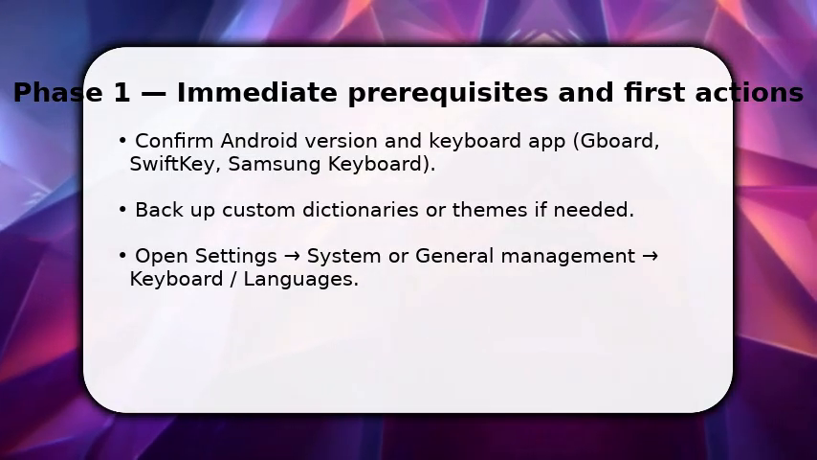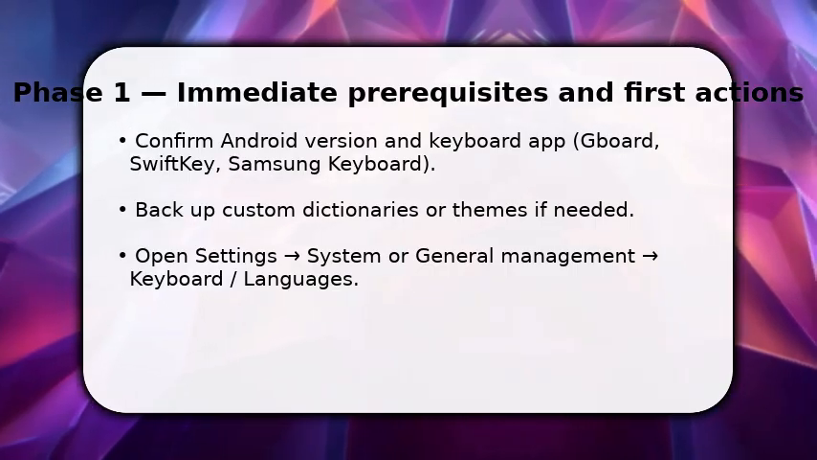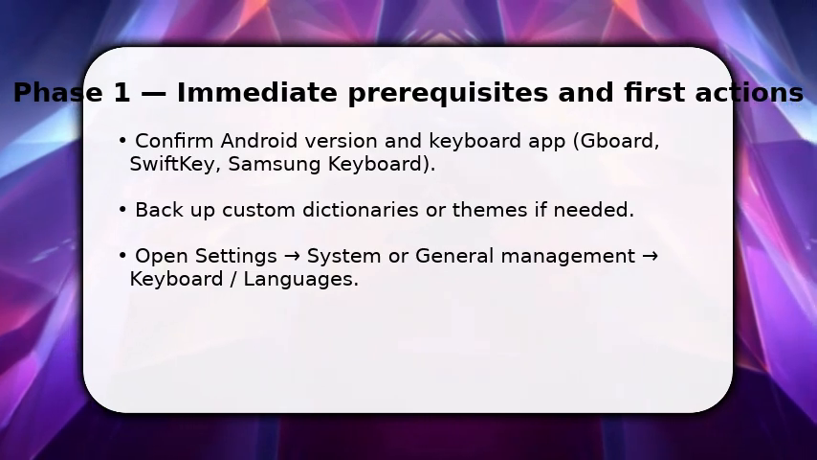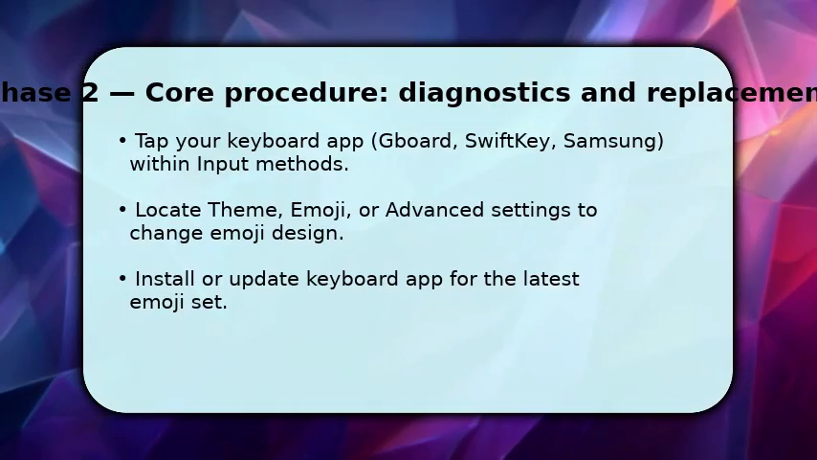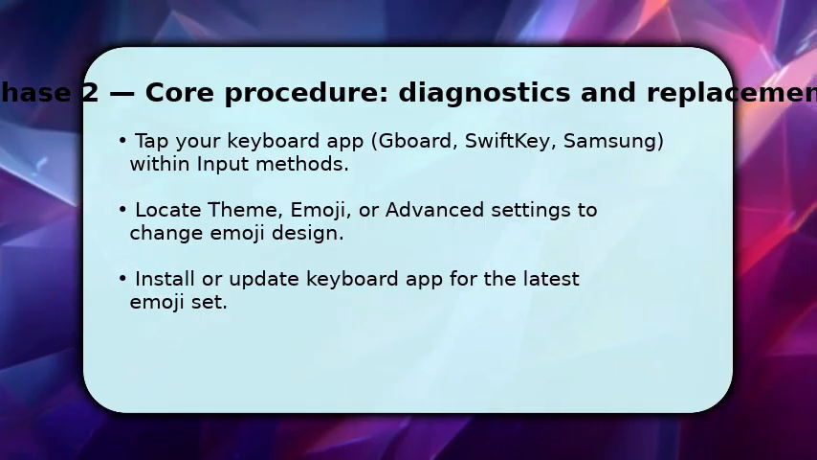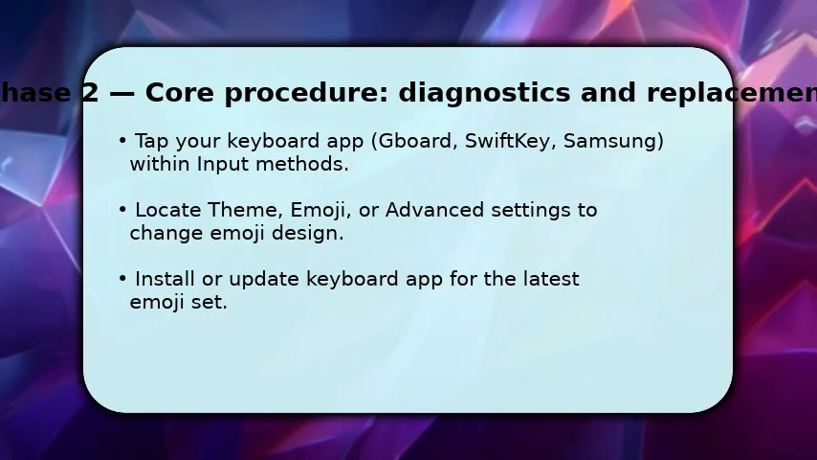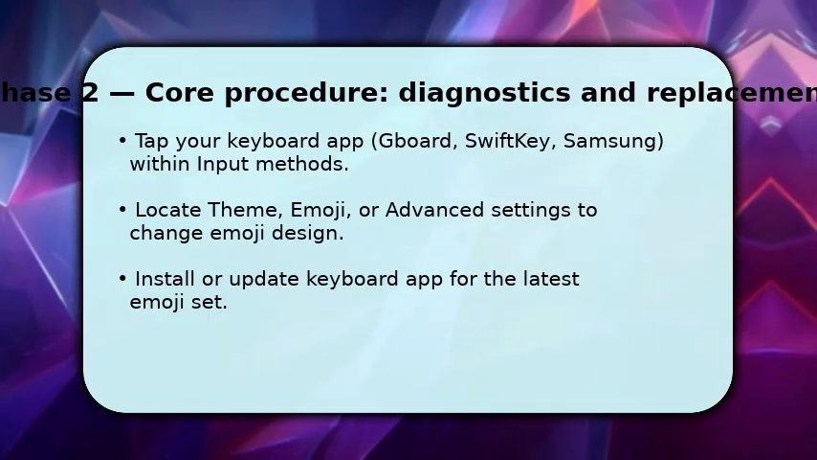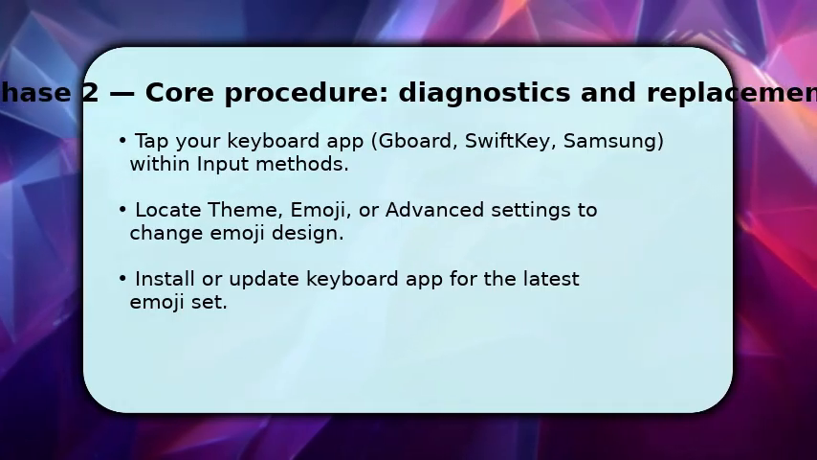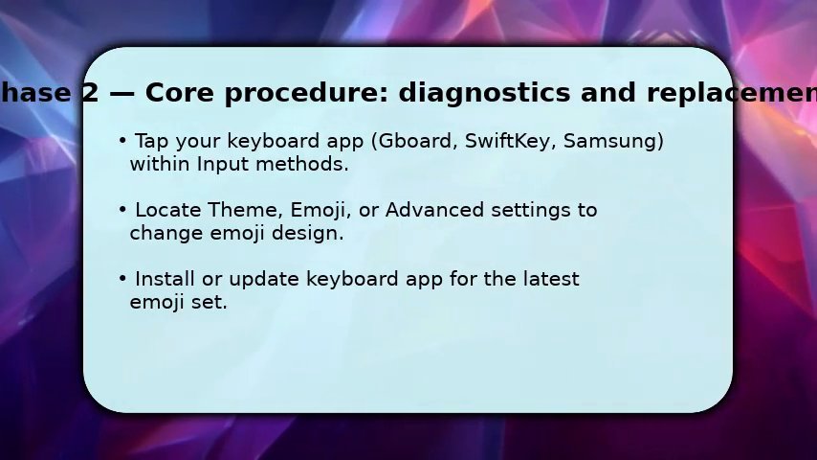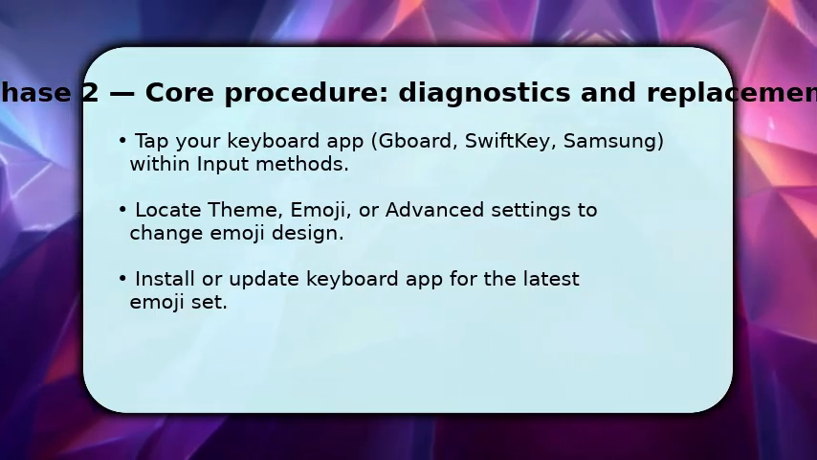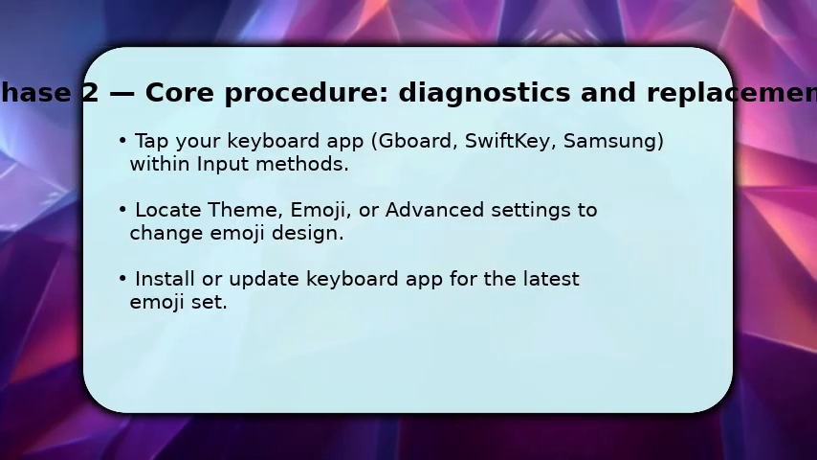Make sure any third-party keyboard is installed and enabled in input methods, so you can change its emoji pack or theme in the next step. Once inside the keyboard settings, tap the app name, for example, Gboard or SwiftKey, and look for Theme, Emoji, or Advanced options. You choose Theme to switch visual style or emoji style if the app offers multiple sets. If the keyboard supports downloadable emoji packs, install them here. Otherwise, update the app from Play Store to get the latest Unicode support.